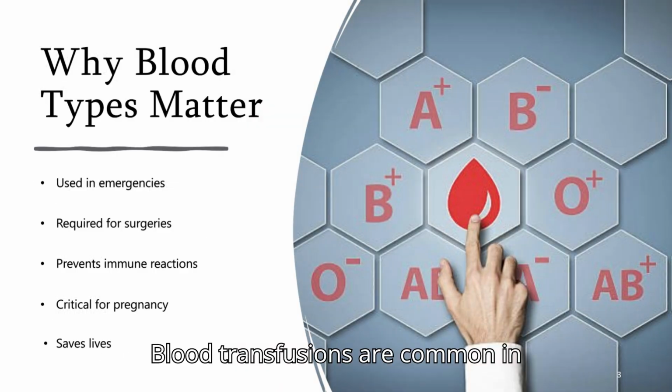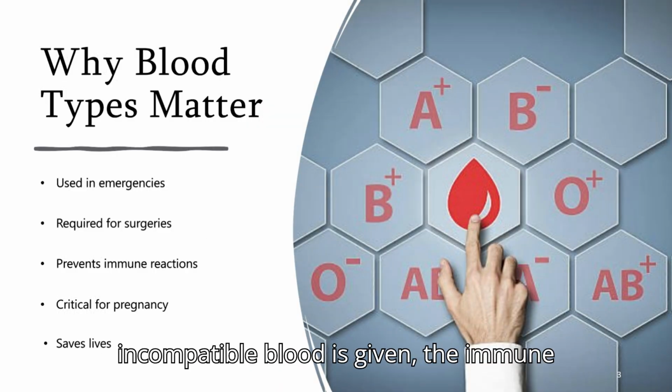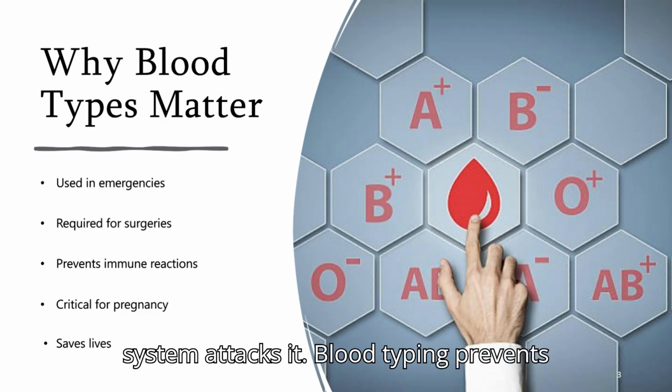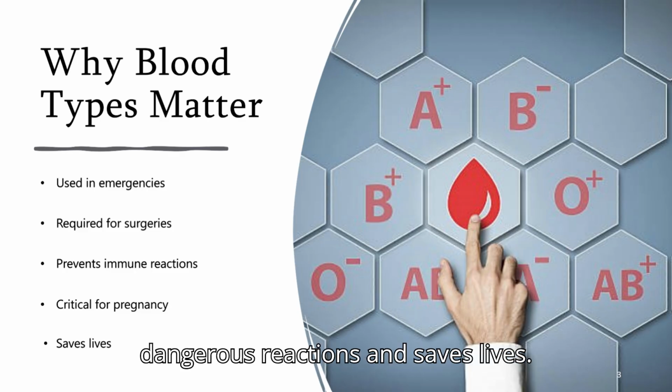Blood transfusions are common in emergencies and surgeries. If incompatible blood is given, the immune system attacks it. Blood typing prevents dangerous reactions and saves lives.